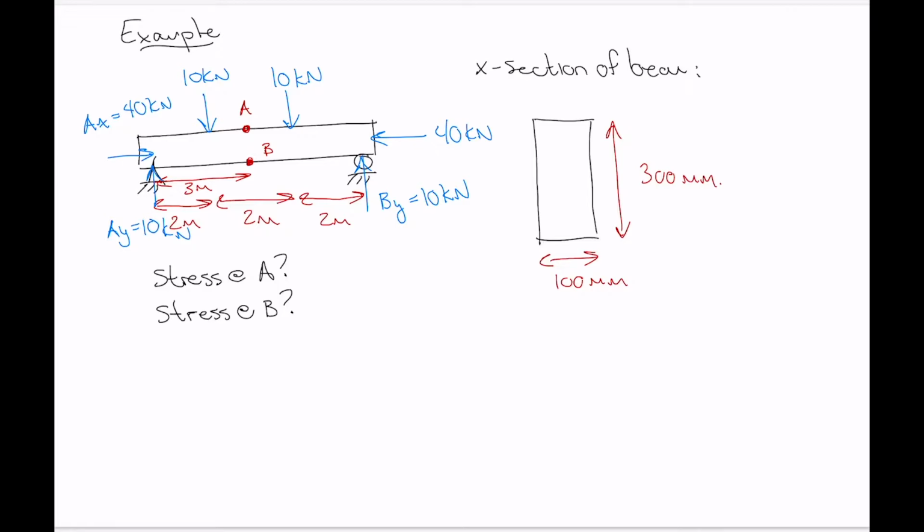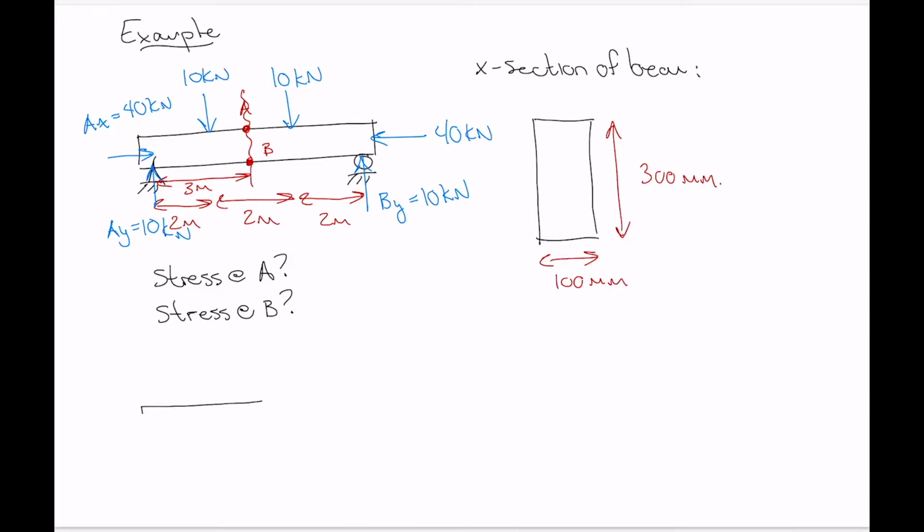So now we can go ahead and do a section cut through points A and B to find out what the internal forces are within the beam at that particular location. So let's do that.